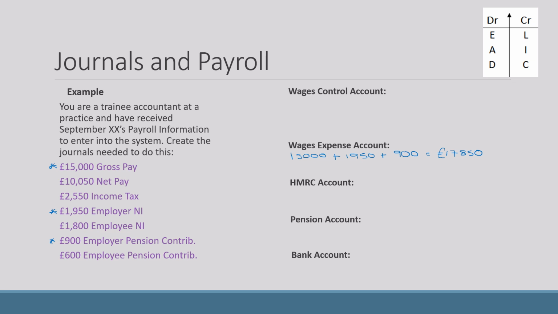So as this is an expense account, let's look at our debit/credit rule. Our rule is that it's an expense account, it's increasing, so therefore it's a debit.